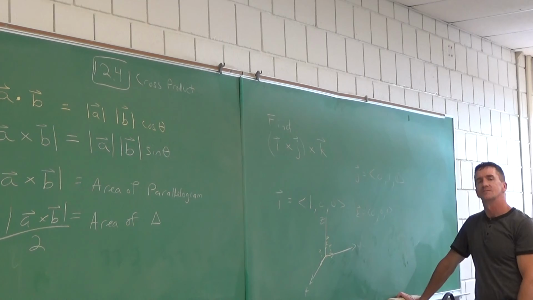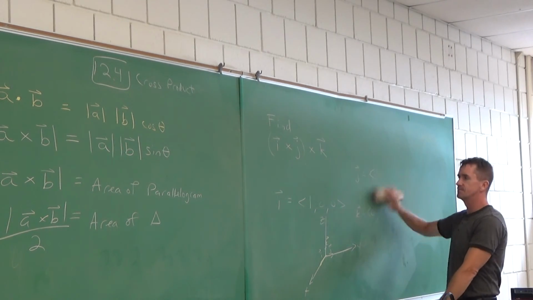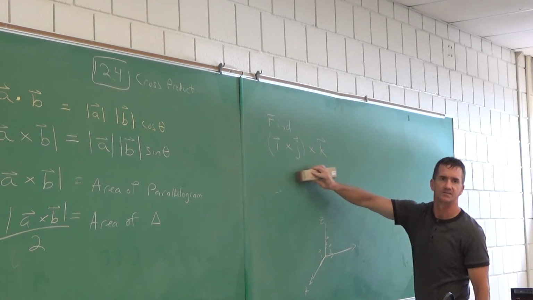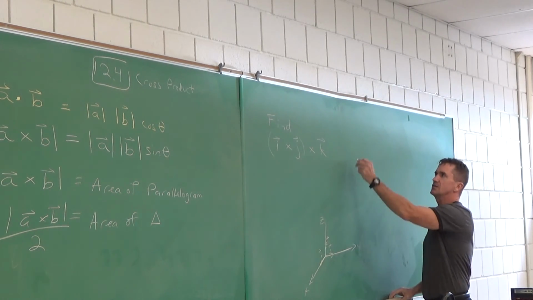So, let's find it. Oh, yeah, go ahead. You sure? All right, well, let's go through it. And when we're done, I'm going to see if people in class can see, is there a faster way to find this answer? All right, let's do I cross J.